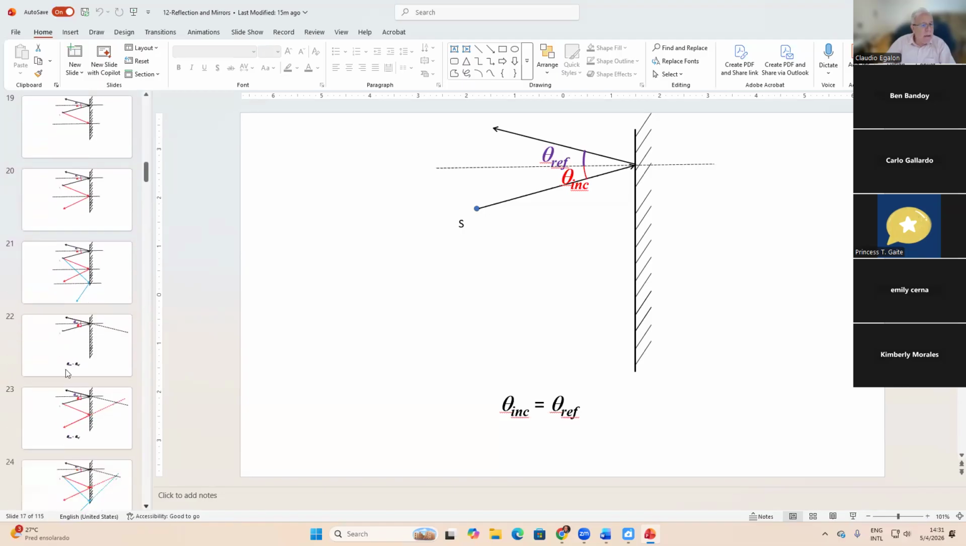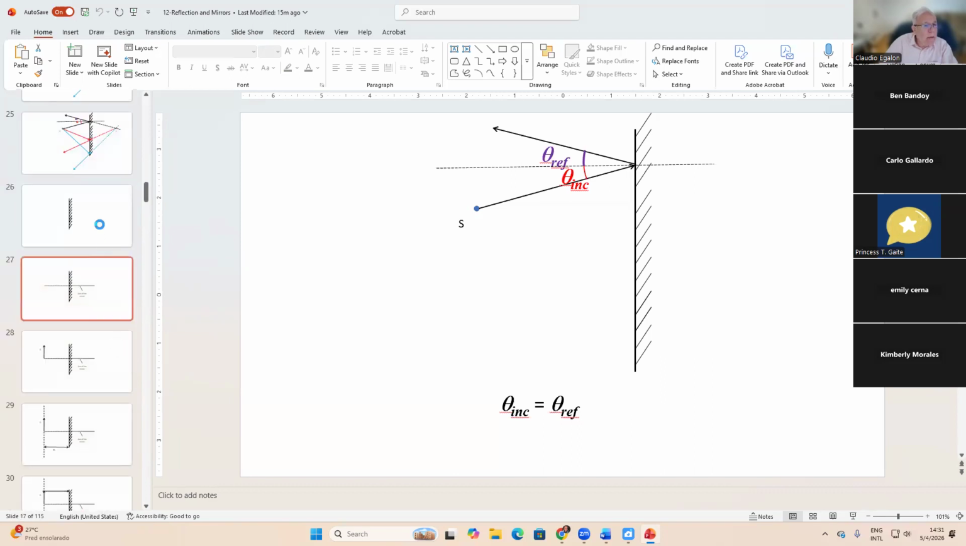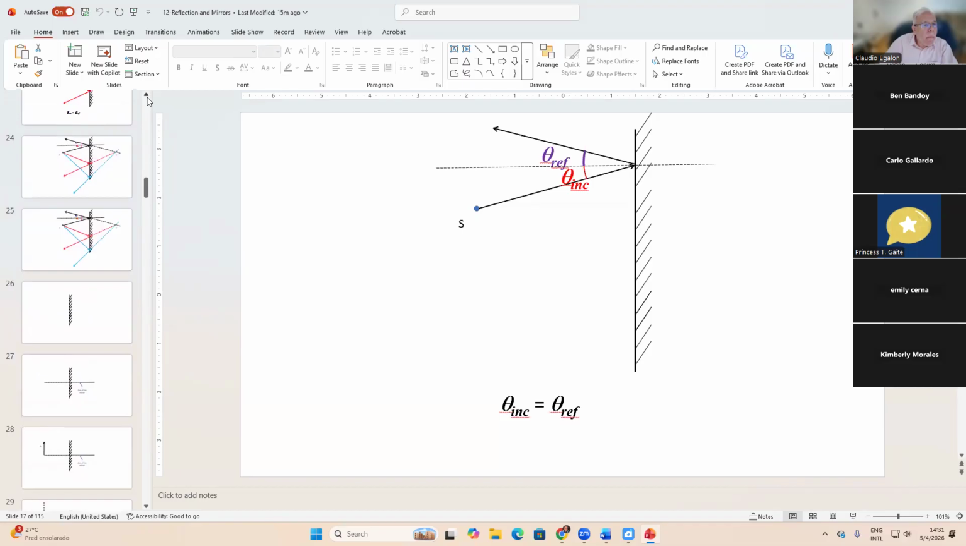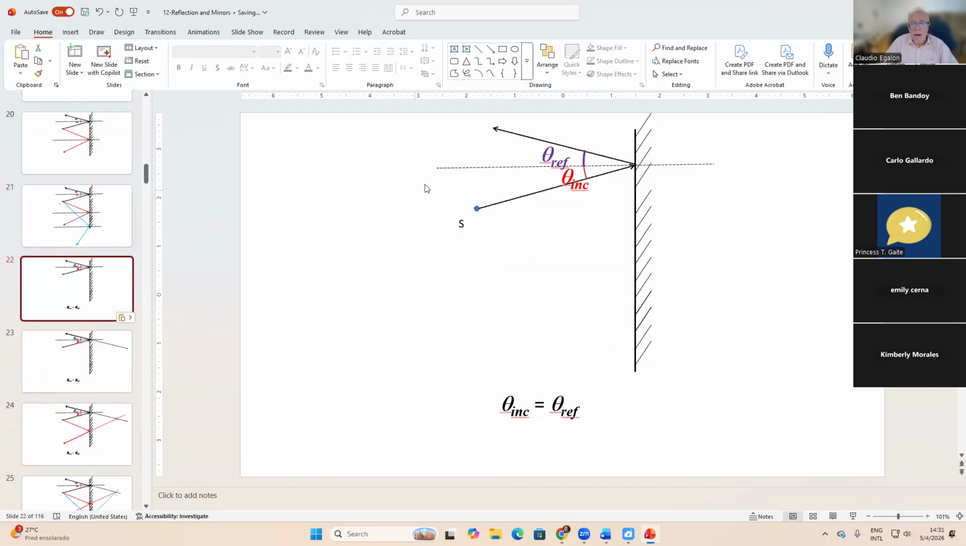And that is, let me copy that one. Here you go, this one here. Copy it and paste it right in here. The light ray coming from the source, incident in the planar mirror, is being reflected at the same angle as the angle of incidence.